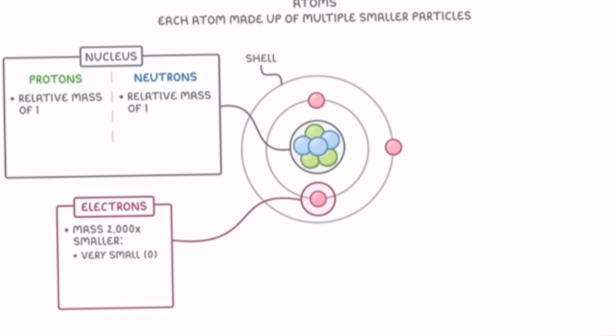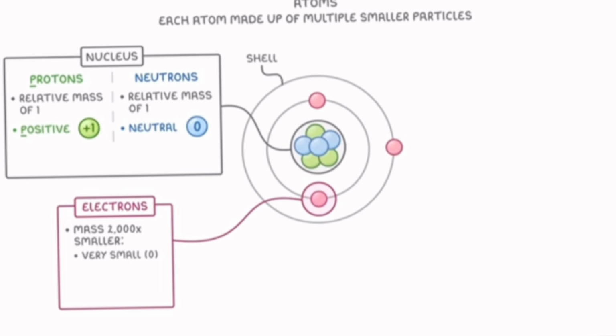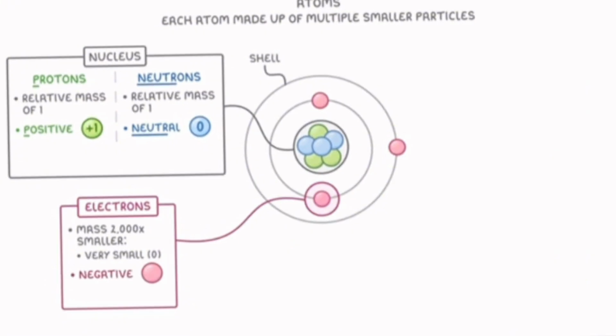Charge is a bit different though. Protons are positive and have a 1+ charge. You can remember this as both proton and positive begin with a P. Neutrons have no charge, so we say they are neutral. This is even easier to remember because the words neutron and neutral begin the same way. Lastly, electrons have a negative charge, which is the same size as the positive charge of the proton, so -1.